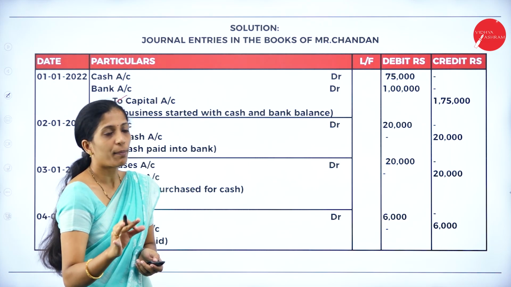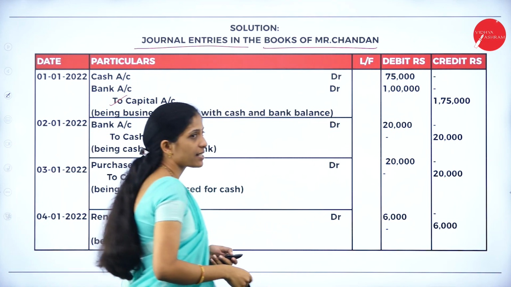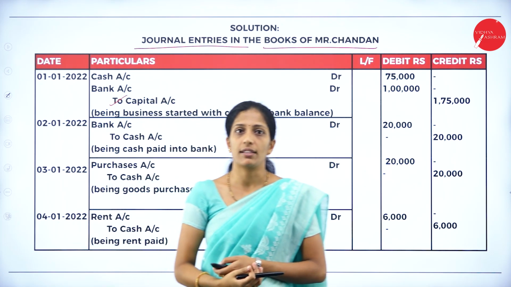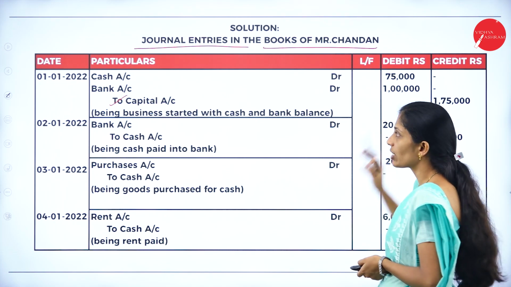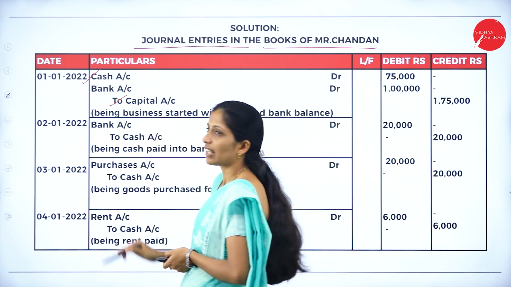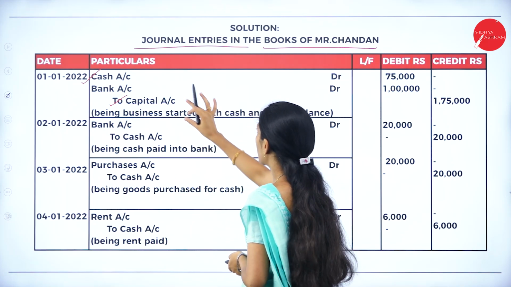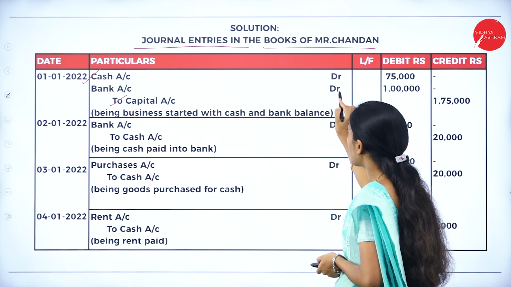And hope you know the format of journal. What is the format? First, you have to write the heading journal entries in the books of Mr. Chandan. What is the format? Date, particulars, ledger folio, debit, credit. And your first journal entry, as usual, you will write the date and write the journal entry. But make sure that while writing the journal entry, it should be in the same format. So, Dr. should be here.